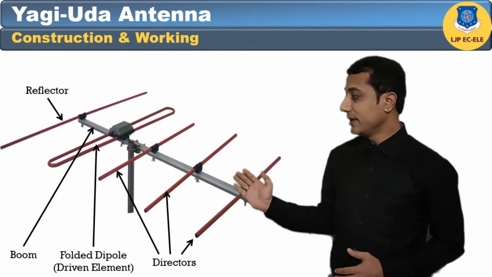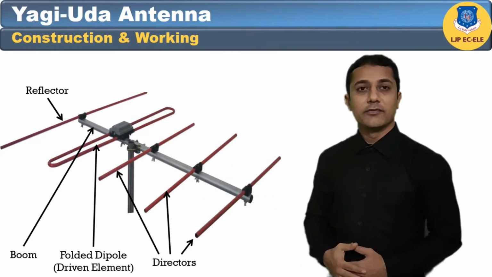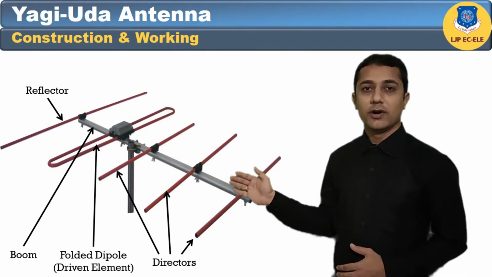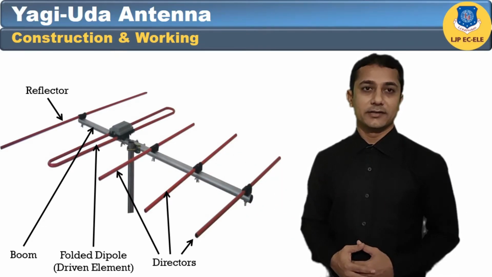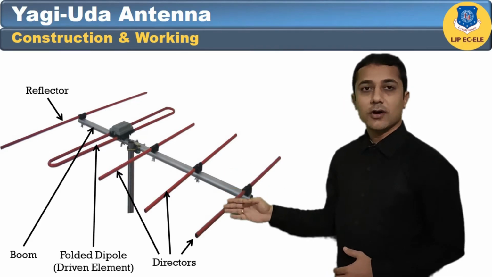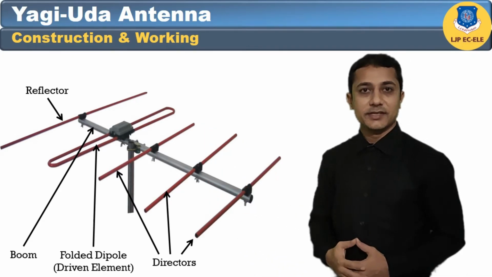So we have a total of 3 elements. First is the reflector, second is the folded dipole, and above the folded dipole we have some elements that are the directors. The impedance of the active element, that is the folded dipole, is resistive. The reflector element is inductive and the director element is capacitive.